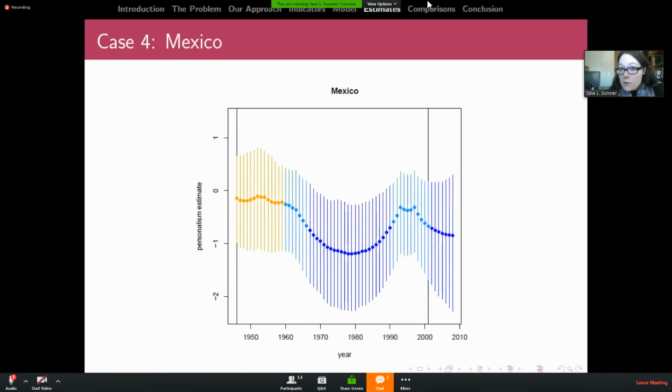And then another good case here is Mexico. So Mexico was an authoritarian regime, but it was not a personalist authoritarian regime. It was a party authoritarian regime. And accordingly, we see it has medium or low or very, very low levels of personalism throughout. So I show this just to convince you that I'm not just picking up on dictators. I'm not just picking up on autocracy. We're actually picking up on personalism or something very closely related to it.